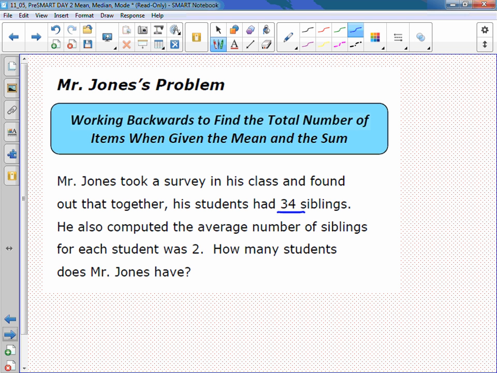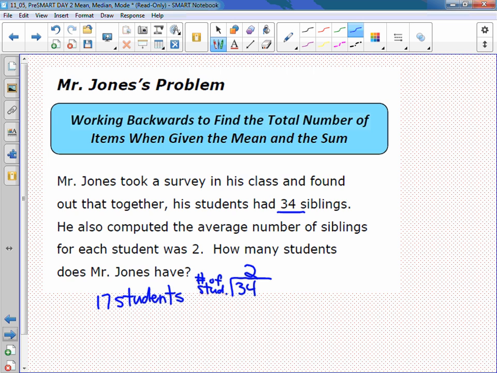He also has already got the average number of siblings. So what did he have to do? He had to take the total siblings, divide by the number of students, and he got 2 for his average. How can we figure out the number of students? Divide 34 by 2. 34 divided by 2 is 17 students altogether. So sometimes they're not as difficult. I think the one about Mary's score is more difficult than this one.